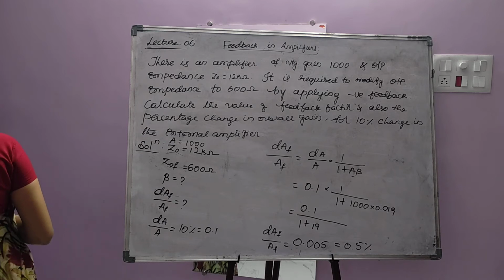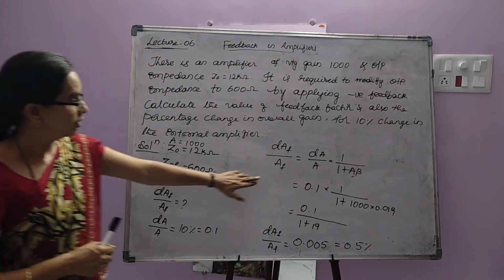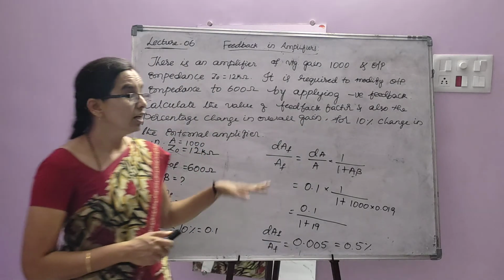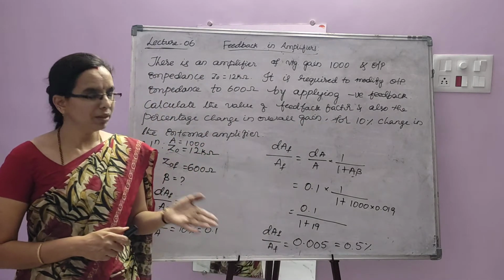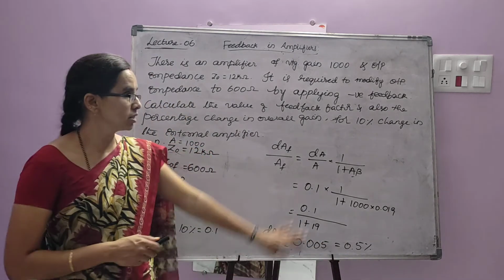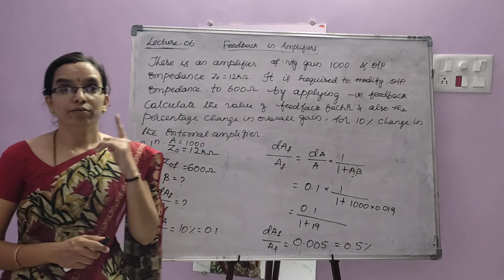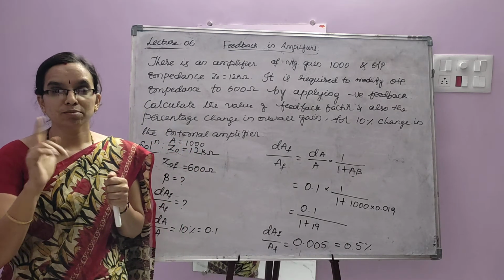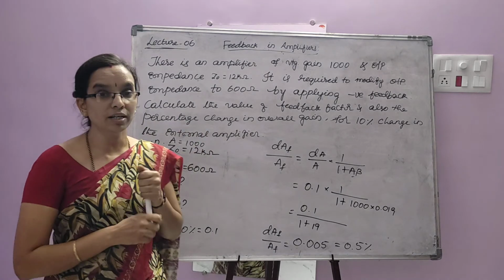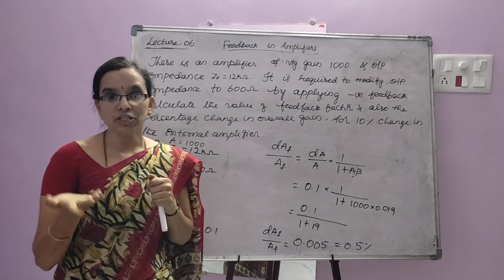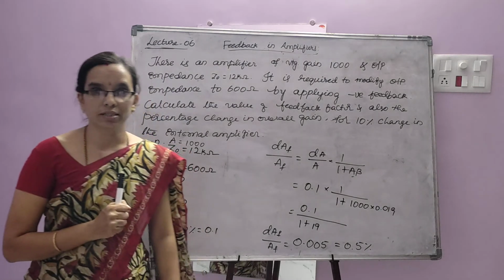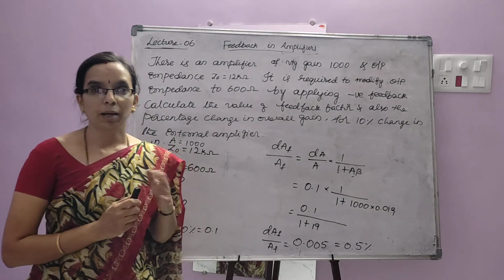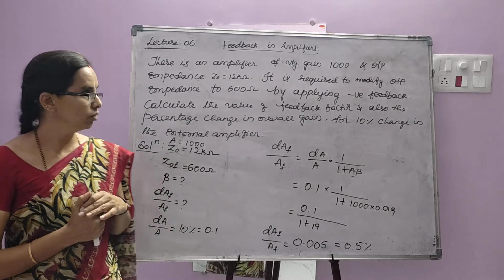It is 10%, right? Yes. The open loop gain change is 10% and it becomes 0.5%. So the change will be reduced to 0.5% from 10%. That means whenever open loop gain is subjected to a change of 10%, closed loop gain will change only 0.5%. So which is stable? Closed loop gain of the amplifier will be more stable. Okay.